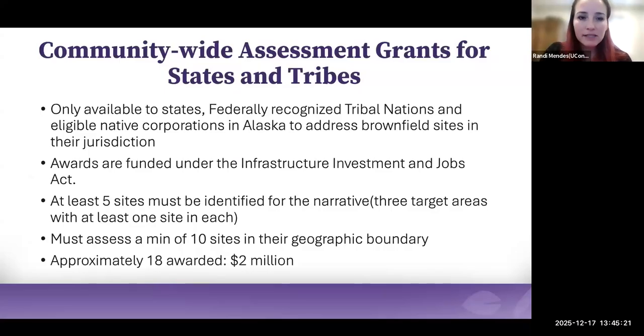And then last but not least, for the assessment grants, we have the state and tribes. So this is only available to states and federally recognized tribal nations. The awards are funded under the Infrastructure Investment and Jobs Act. At least 5 sites must be identified within the narrative, but a minimum of 10 must be assessed over the span of time that you have the grant. Within that, you are eligible to apply for $2 million, and there's going to be about 18 awarded nationally.